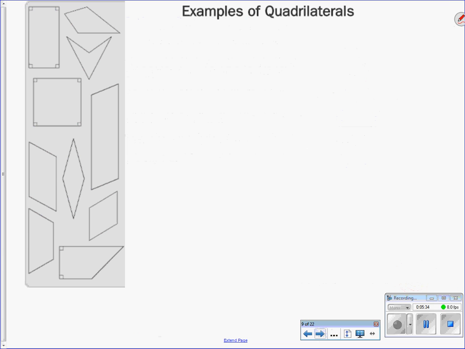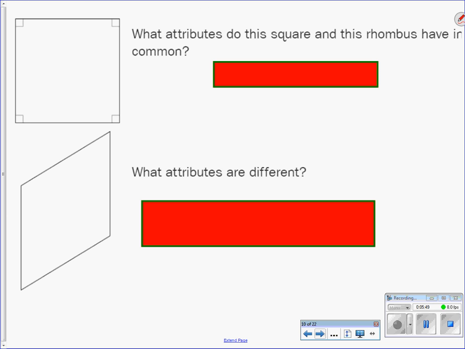All right, here are some examples of some more quadrilaterals. And remember, all you need to remember here is quad means 4. So when they want you to draw a quadrilateral, you just have to draw a shape that has 4 sides. Okay, now let's look at the attributes. If I were going to describe that, what attributes do this square and this rhombus have in common? So here's my square. Okay, and here is my rhombus.